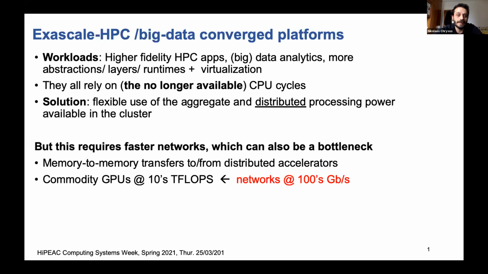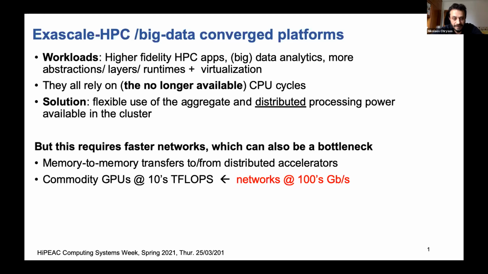All these applications, runtimes, abstractions and virtualization features rely on CPU cycles, which are gradually becoming more and more valuable because processors, due to technology scaling issues, are becoming slimmer. So the general solution, the path that seems to be followed, and that we are also following in EuroEXA, is that there are accelerators throughout the system, and we want to use this distributed processing power throughout the cluster to perform our tasks. Essentially, this requires faster networks, which can also become a bottleneck because we always need to move data from memory to memory, to and from distributed accelerators.